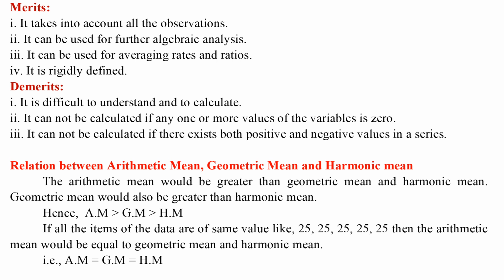Relation between arithmetic mean, geometric mean and harmonic mean. The arithmetic mean would be greater than geometric mean and harmonic mean. Geometric mean would also be greater than harmonic mean. Hence, AM is greater than GM is greater than HM. If all the items of the data are of the same value, like 25, 25, 25, 25, 25, then the arithmetic mean would be equal to geometric mean and harmonic mean. That is, AM equals GM equals HM.